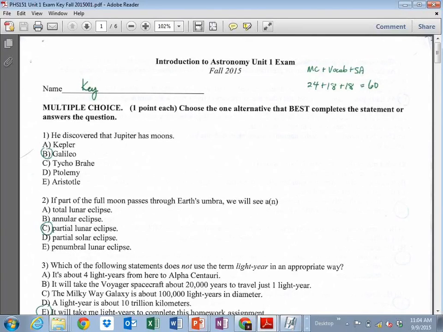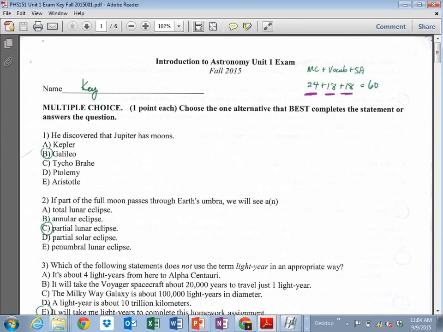Sheet, you should see 3 numbers. And so all of my tests will have a multiple choice section, and they're each worth 1 point apiece. The vocab is worth 2 points apiece, and the short answer are worth 3 points apiece, which is just kind of how it turned out this time.